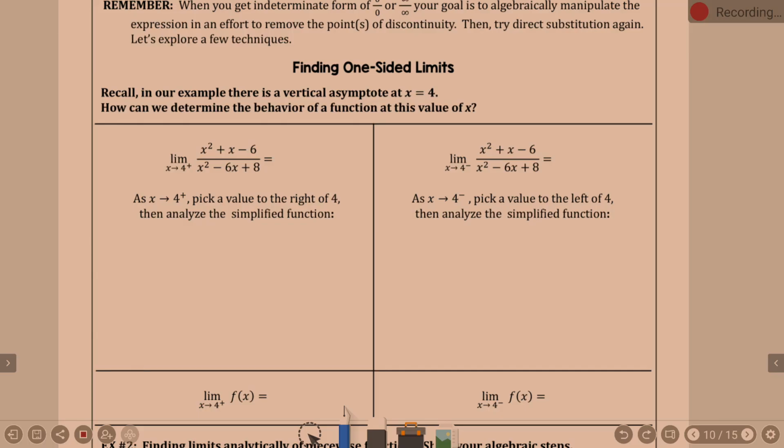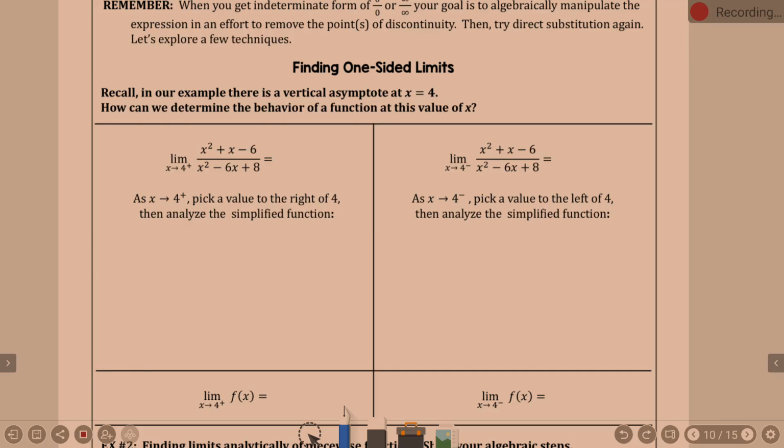And what we can look at here is the limit as x approaches 4. Pick a value to the right of 4 and then analyze the simplified function. Now, when I say pick a value to the right of 4, I'm not talking about like picking 5. 4.001. Exactly. I'm talking about picking something very, very small.